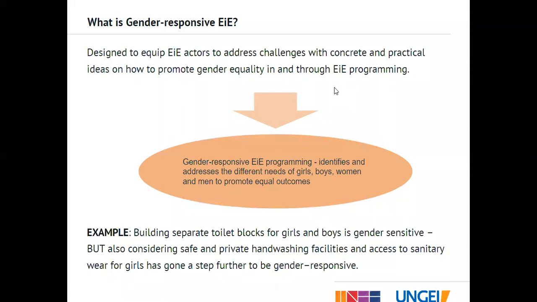An example here may be that you can build separate toilet blocks for girls and boys, and that is gender sensitive, but also considering safe and private handwashing facilities and access to sanitary ware for girls has perhaps gone that step further to be gender responsive. On that example, I will hand it back to Ellen.